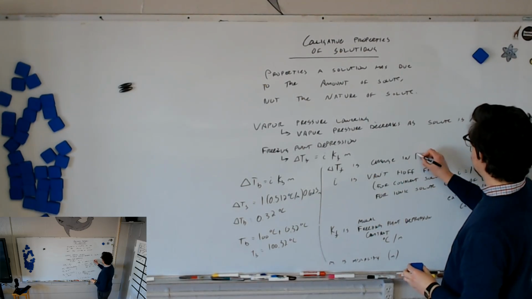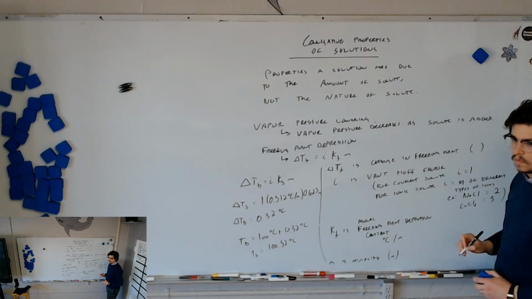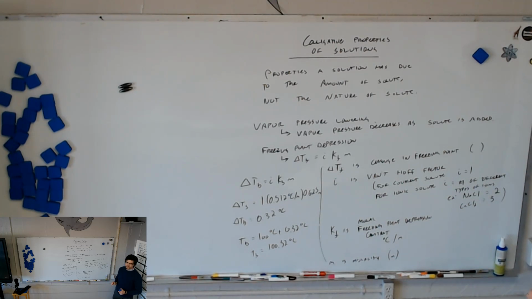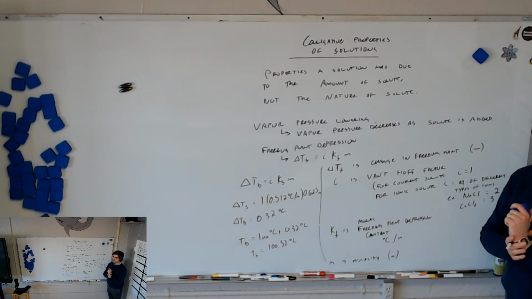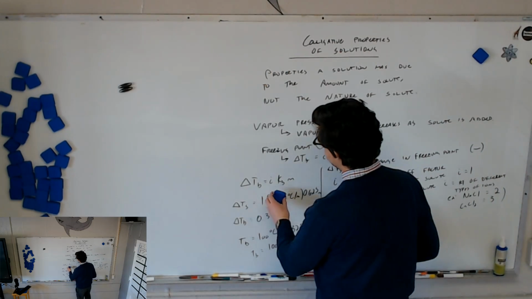And what is this going to be, positive or negative? Is the freezing point going to go up or down? It's going to go down. So our freezing point is going to be negative. Our answer we'll actually get is going to be positive, but we will subtract that number from whatever the freezing point used to be.